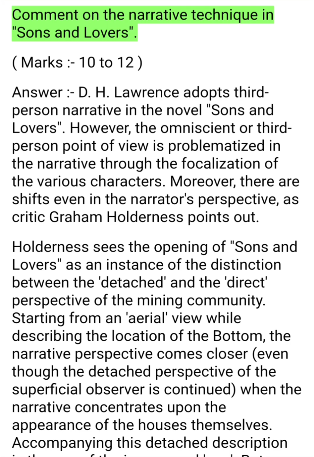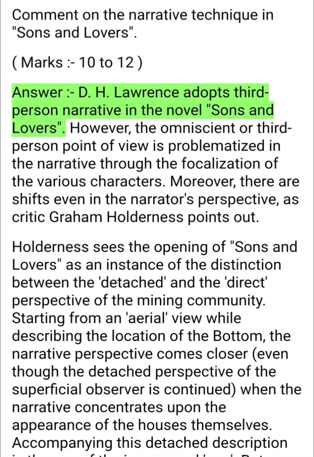Comment on the narrative technique in Sons and Lovers. Marks 10-12. Answer. D. H. Lawrence adopts third-person narrative in the novel Sons and Lovers.